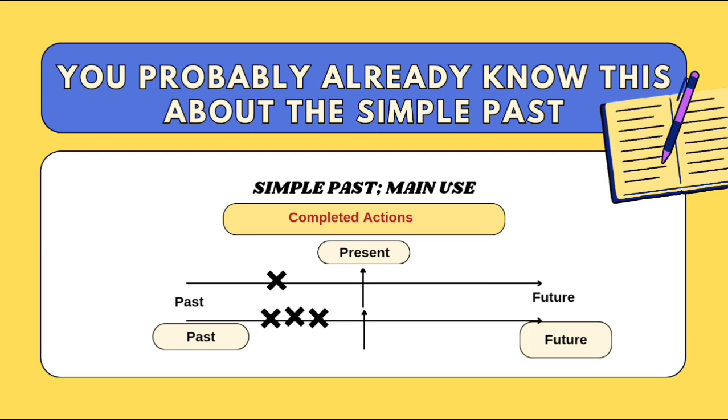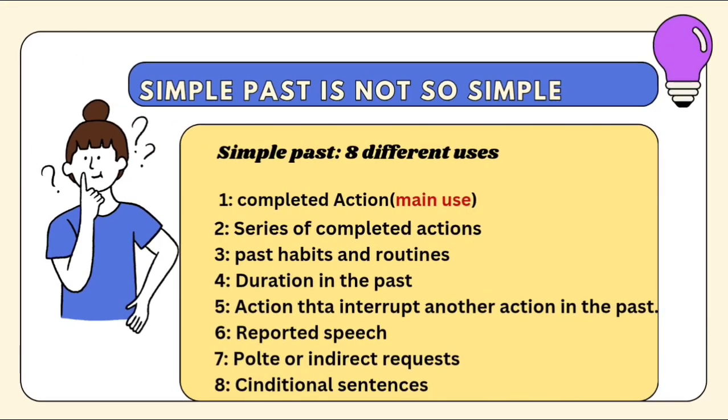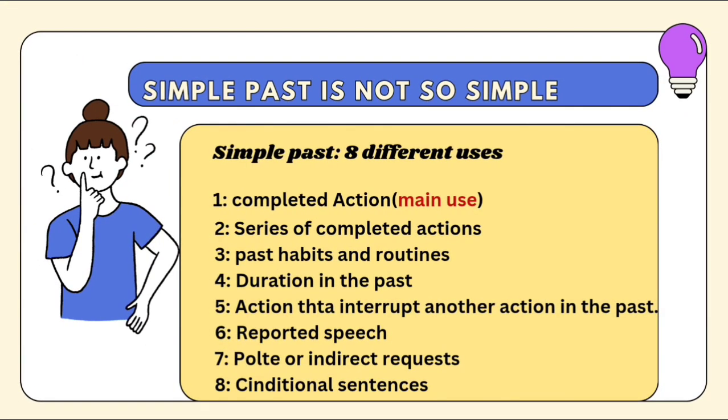But there are other ways also to represent the simple past. It could be an action that has been repeated many times in the past, or it could be a series of actions. Let's take a closer look. The simple past is not so simple sometimes because it has 8 different uses. Yes, you heard me right. 8 different uses. It is not so easy. So let's take them one by one and I'm going to explain them in detail.